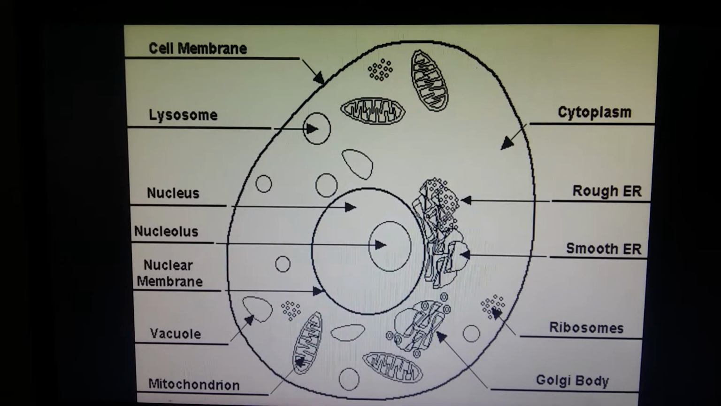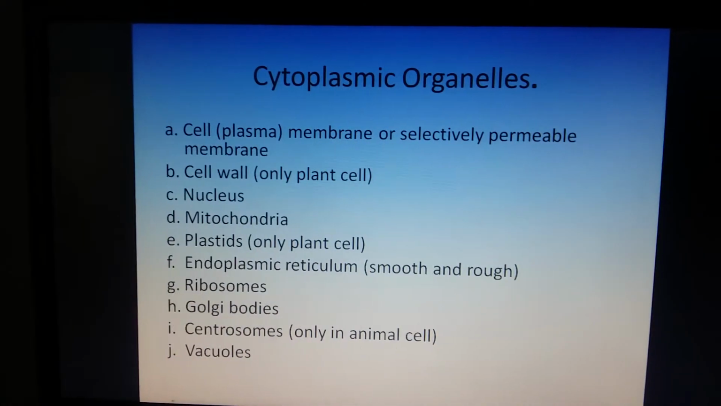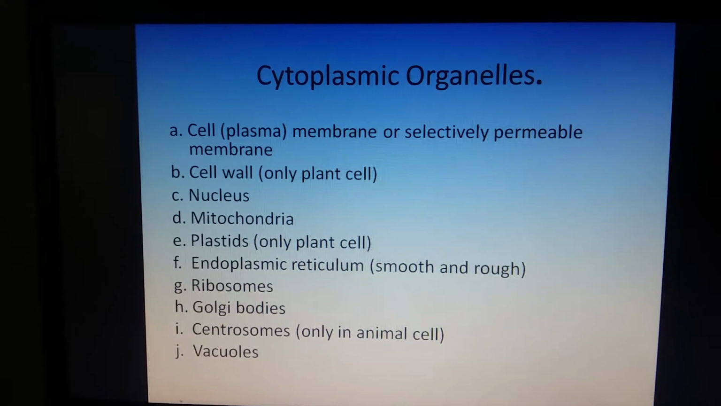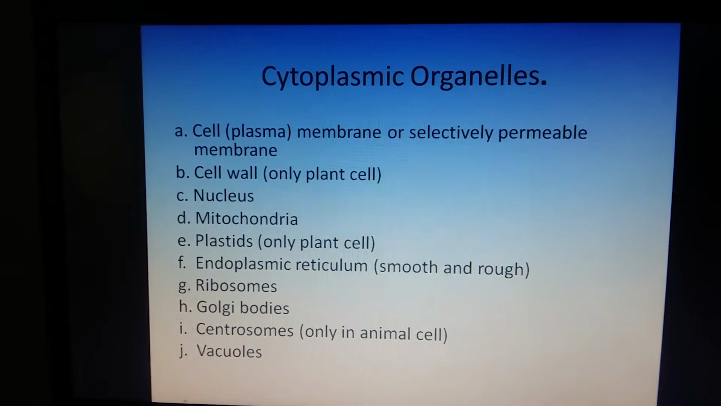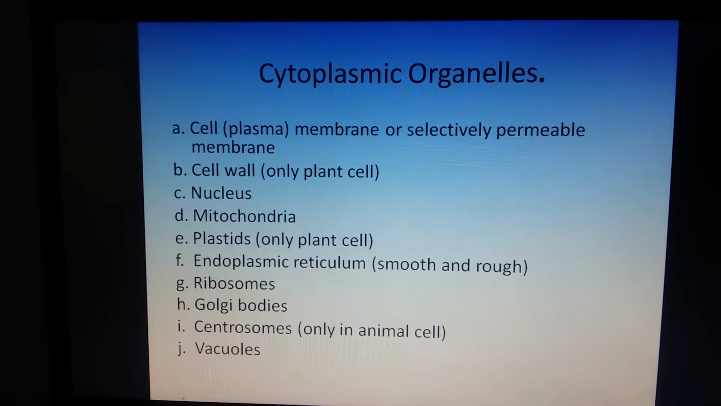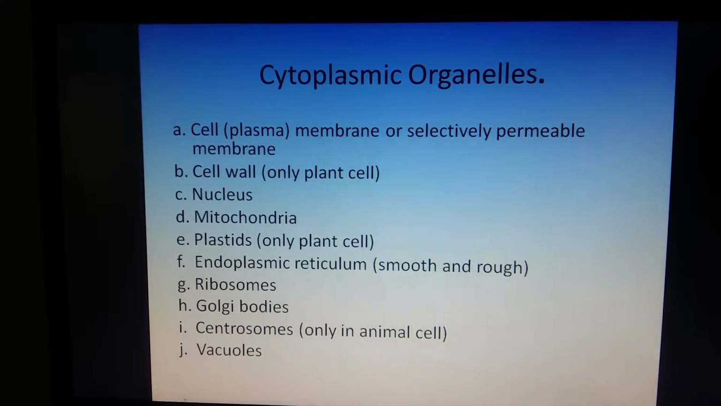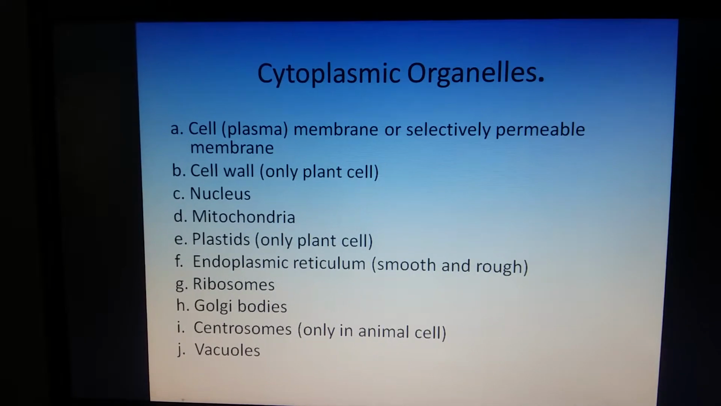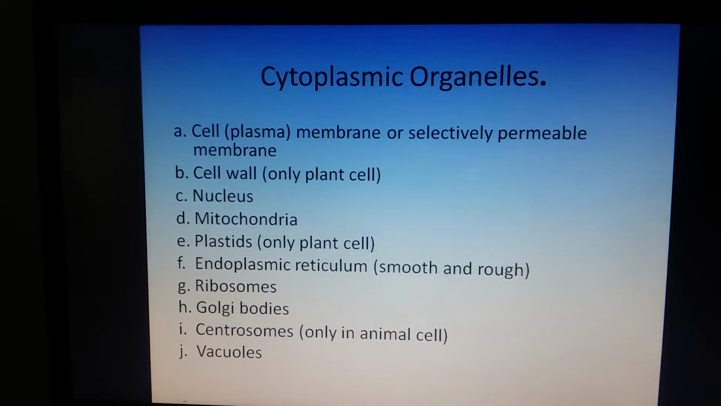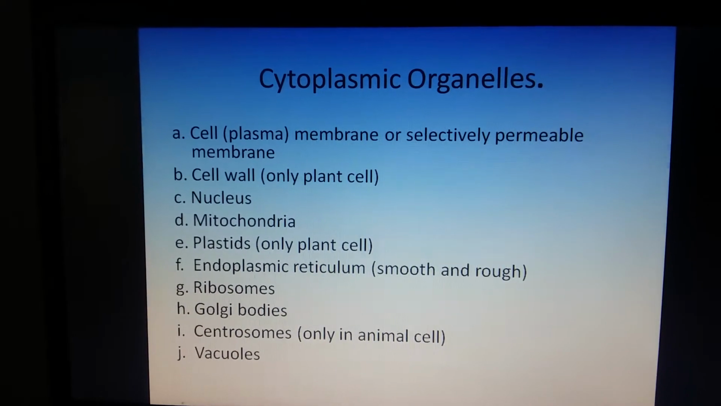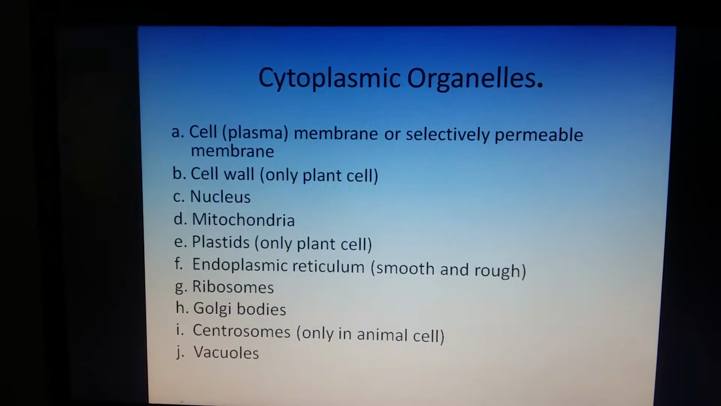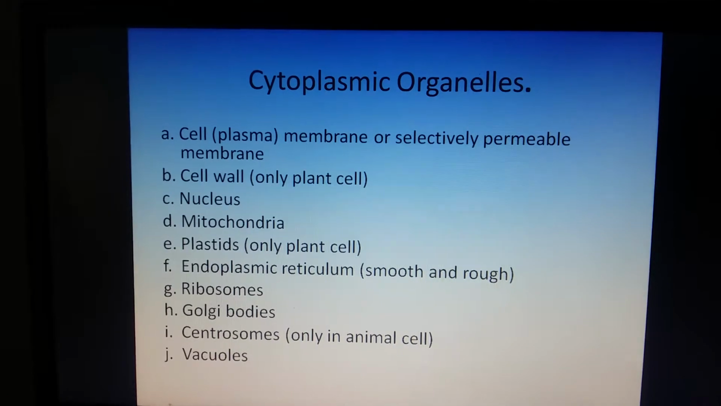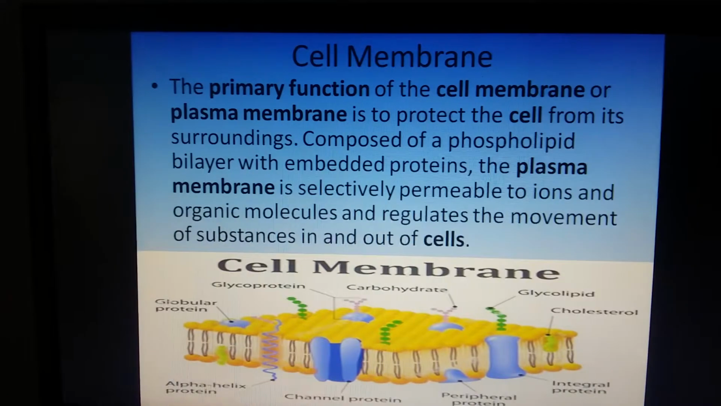which we studied in our last class, and these were the main cytoplasmic organelles: cell membrane, cell wall, nucleus, mitochondria, plastids, endoplasmic reticulum, ribosomes, Golgi bodies, centrosomes, and vacuoles. Out of these, cell wall and plastids are present only in plant cells, and centrosomes are present only in animal cells. Rest all organelles are common. So let us take each of these one by one and see what their function is.